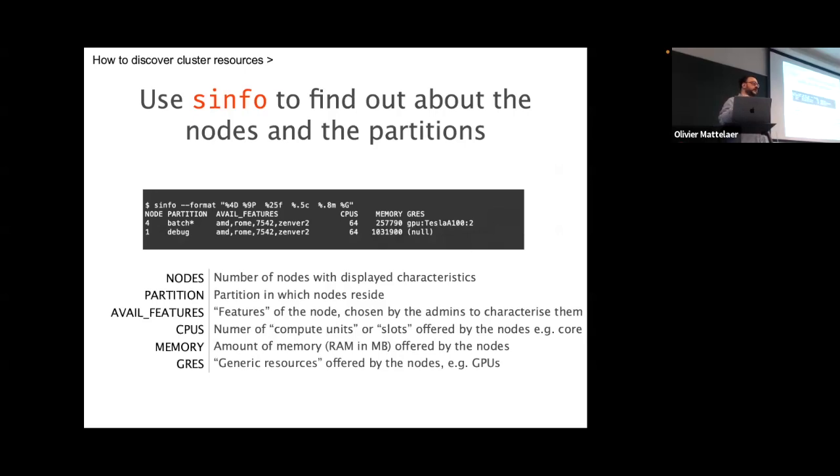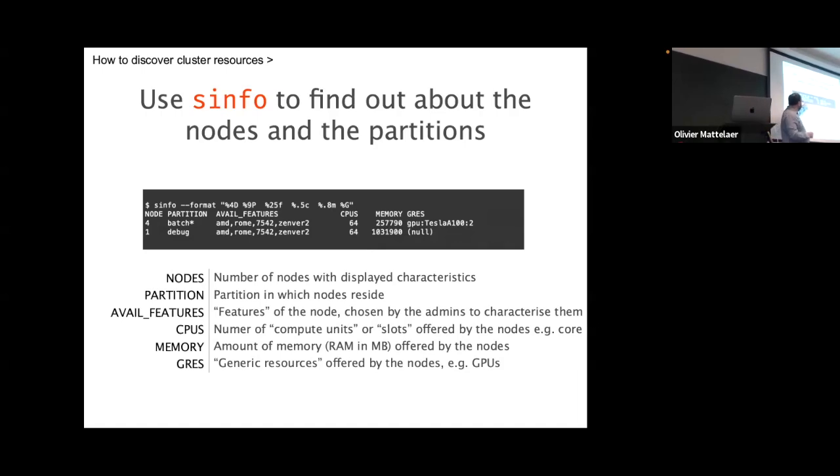The sinfo command, just like the squeue command, allows you to choose the columns that are displayed. But here it's a format string. For those of you who know about C or Python, there are also format strings there. So every character after a percent sign has a specific meaning which you can look up in the documentation. But here is an example where I write the number of nodes in the partitions, the available features, number of CPUs per node, memory per node, and number of GRES. And GRES is the generic resources, among which you will find the GPUs for those of you who need GPUs.